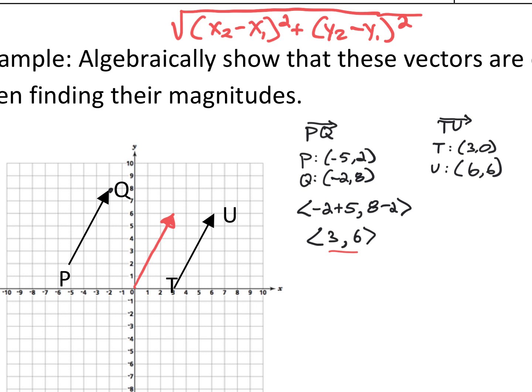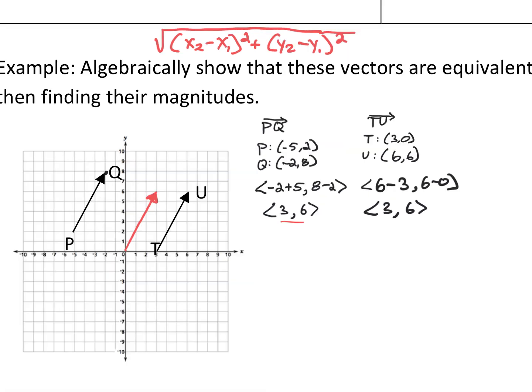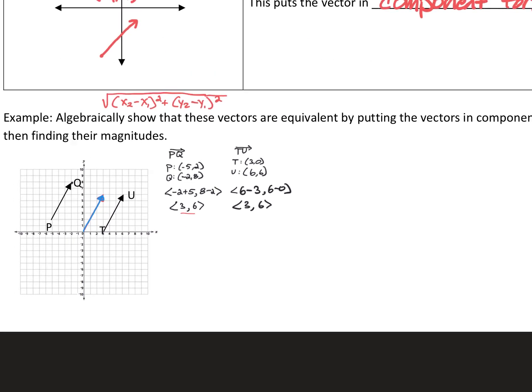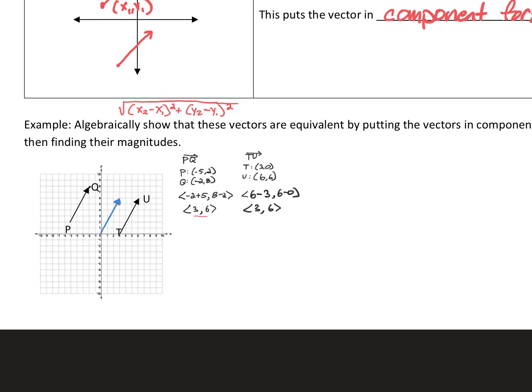Why don't you go ahead and try to find TU? Pause and rejoin when you're ready. There we go. Hopefully you got the same thing. A little bit of subtraction here. And we can also see that if we were to take this one and just move it into standard position, it falls right on the same spot there. All right, those are equivalent vectors. We've proven it, but now let's find their magnitude.